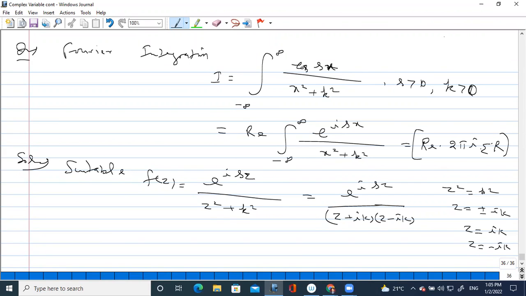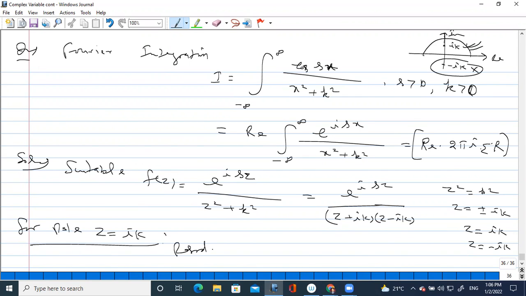Now you have to check, because this is your contour. Let k be how big, no problem. It will always be above the real axis and inside the contour. I already told you, ik will be there, minus ik will be there. So ik is above the real axis, and minus ik is outside or below the real axis, so it will not be considered. Only for z equal to ik do you have to find the residue.